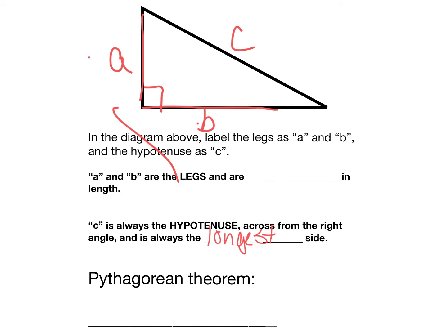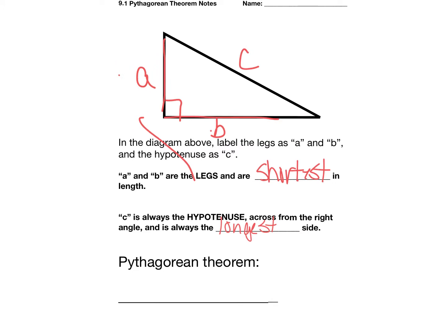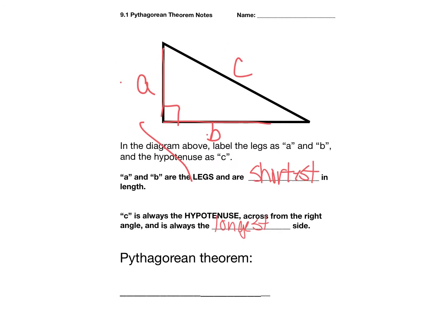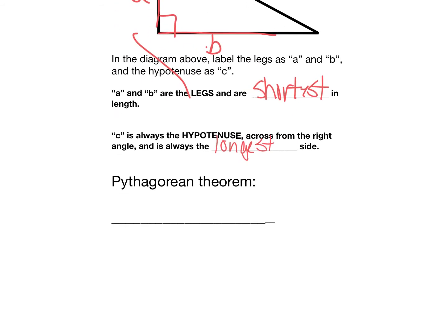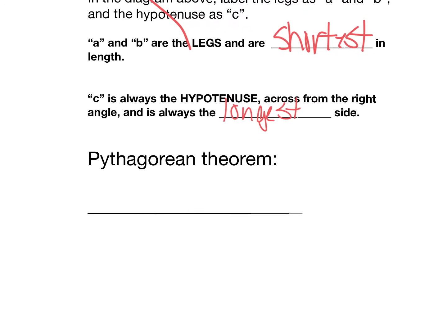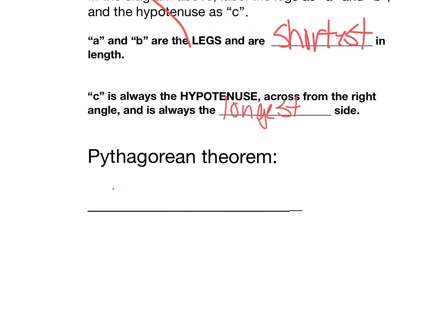A and B are the legs, and they are shorter in length than the hypotenuse because the hypotenuse is the longest. So whatever the longest side is, it is always going to be side C. And the Pythagorean theorem, you probably have heard before, is a squared plus b squared equals c squared. We are doing right triangle trig this semester. We are actually going to flip it just a little bit, and say c squared equals a squared plus b squared. That's just the symmetric property of equality. You'll see here in a little bit when we do some more notes why we put the c squared on the left and not the right. So we'll move on from there.